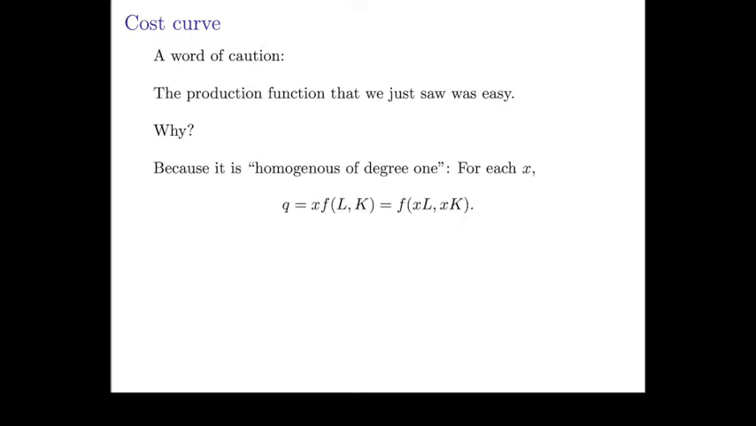Okay, a little word of caution here. We made our lives very easy by choosing a very specific production function. The production function is a constant returns to scale production function. In particular, it has the property of what we call homogeneity of degree 1. So when you multiply the inputs by some number x, it's as if you've multiplied the output by the number x. This is equivalent to constant returns to scale.